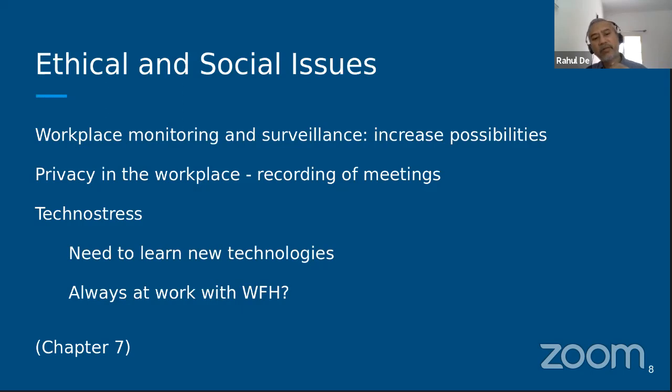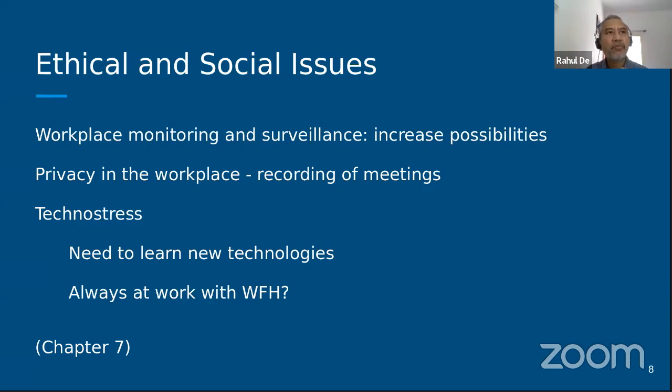Related to this is something called techno stress. Again, I've written about this in my textbook. There is a huge demand for employees now to learn new technologies. This is happening across the board. Children in schools are being asked to work with Zoom. They had never worked with Zoom before. Students in colleges are being asked to work with learning platforms which they had not used before.